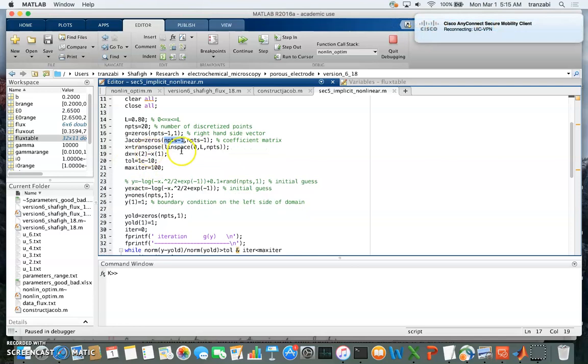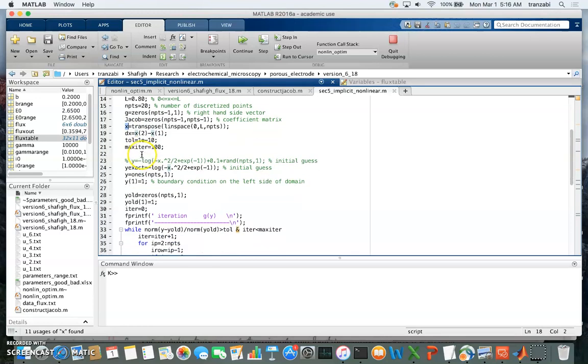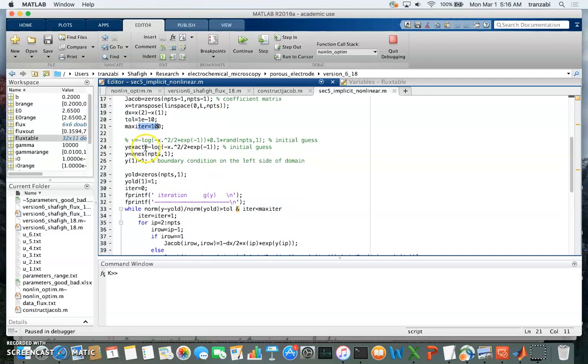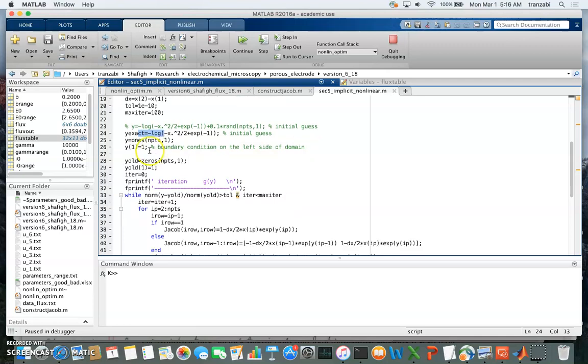Given that I have 20 points along the x-axis, I can create my x vector. Then delta x is the difference between the x values. I set the tolerance and the maximum number of iterations. I know the exact solution, and I have it here to compare how much error we're making using Adams-Moulton's method. And that's the boundary condition: at x equals 0, y is equal to 1.